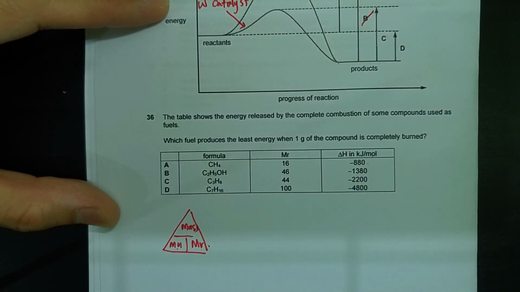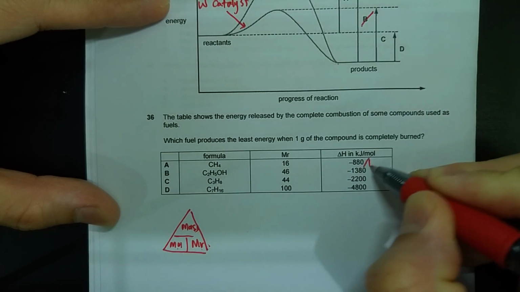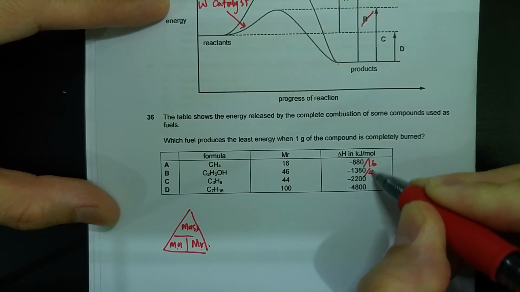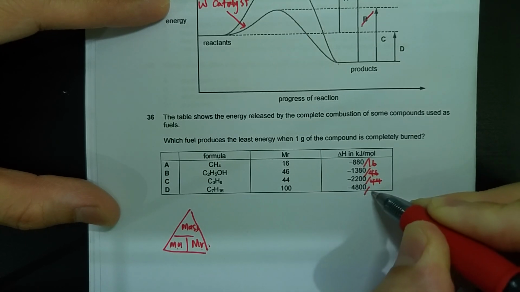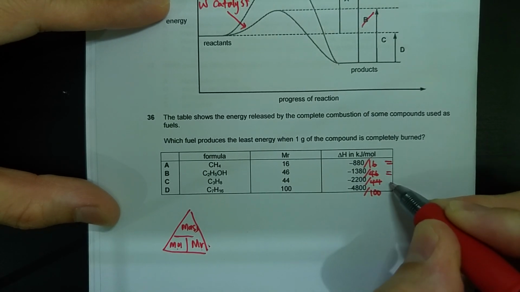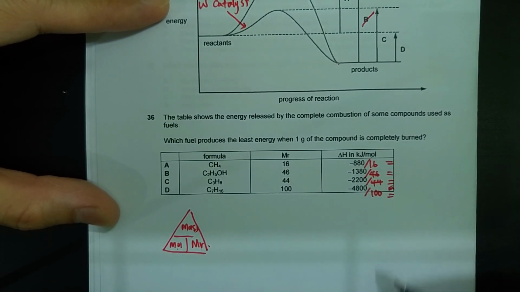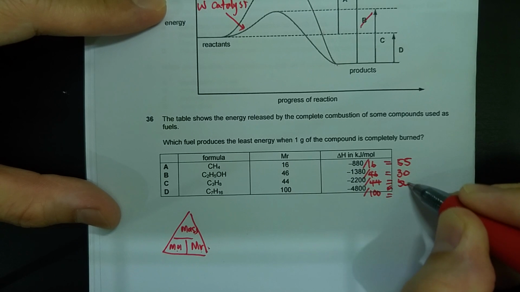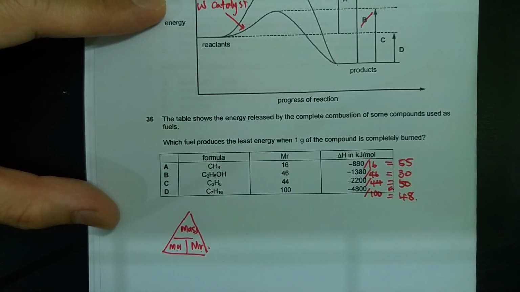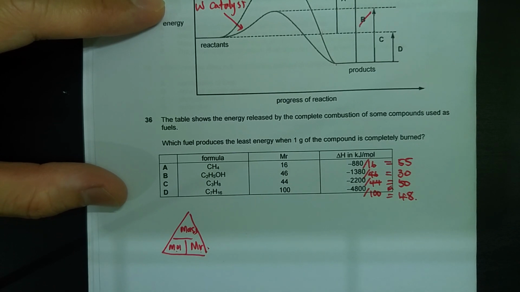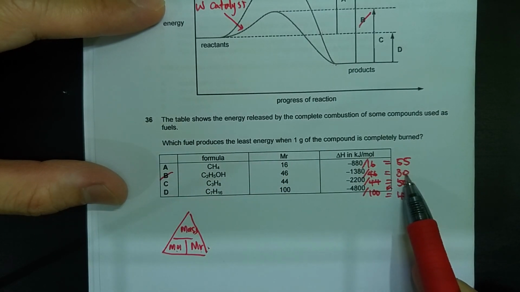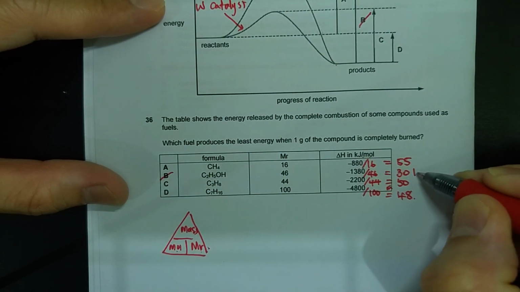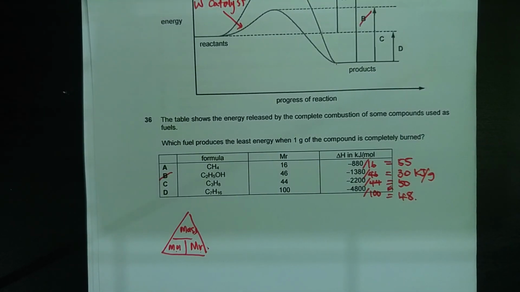So if I want to find the energy per 1 gram, I must divide this by the MR. So divide this by 46, divide this by 44, divide this by 100 and then find out what is the answer. If you calculate it out, you get 55, 30, 50, 48. So the one that produces the least energy would be B, because it is 30 kilojoule per gram.